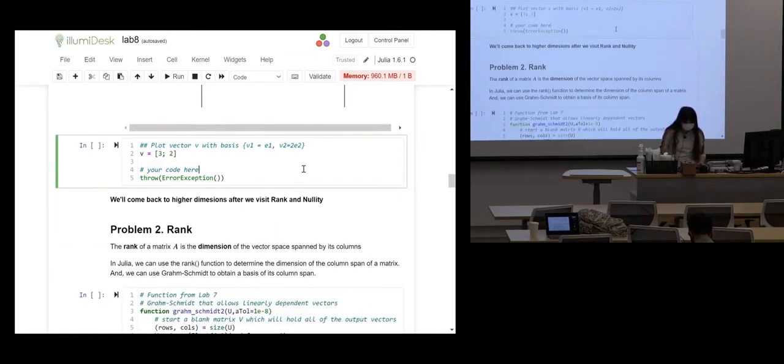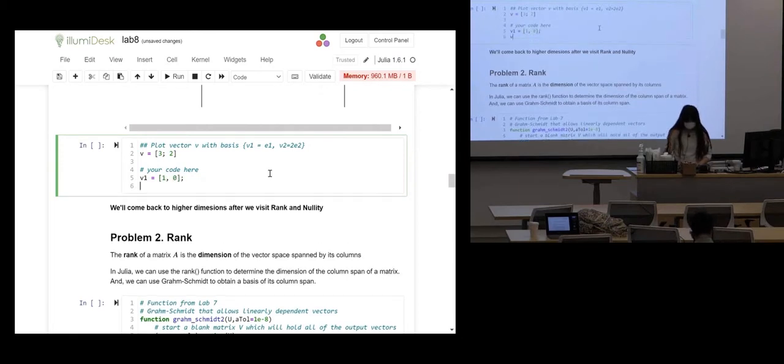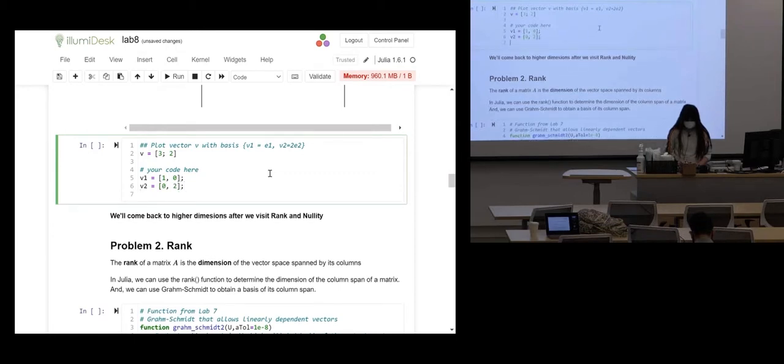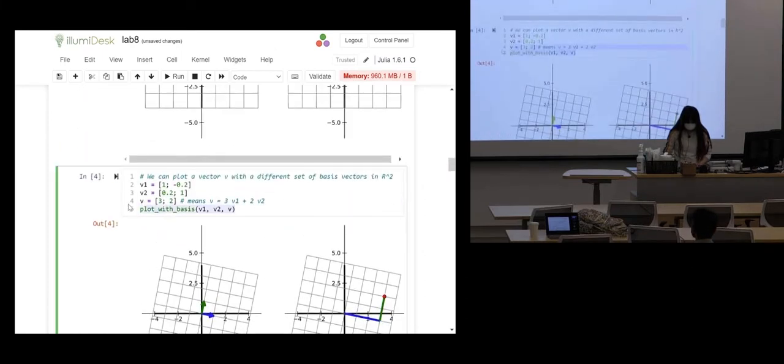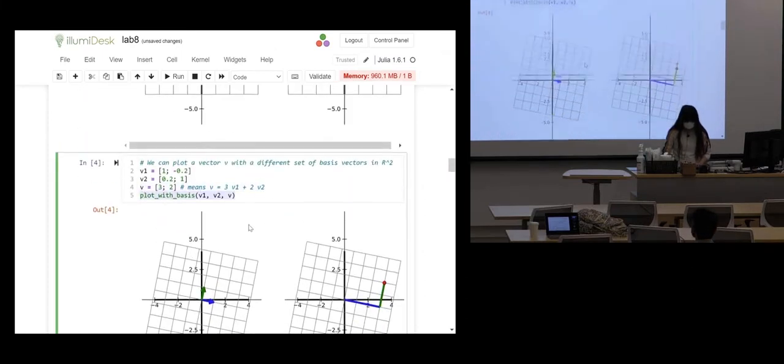Yeah, so because this is very simple, we just go through it together. We can write E1 equals E1, or we can just directly see (1, 0). And V2 equals (0, 2). It's the same thing. Then we use this function, plot with basis.